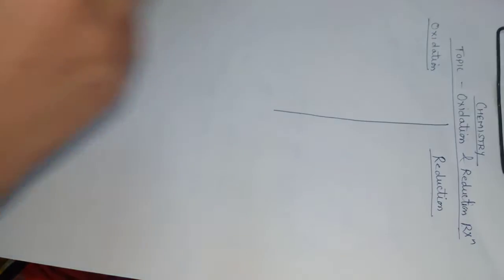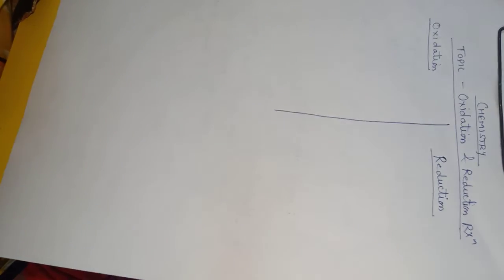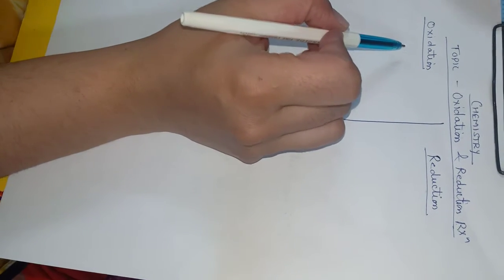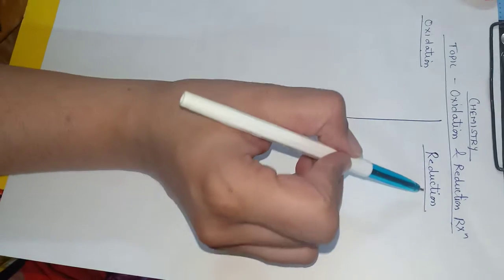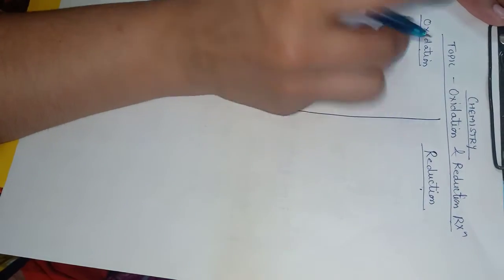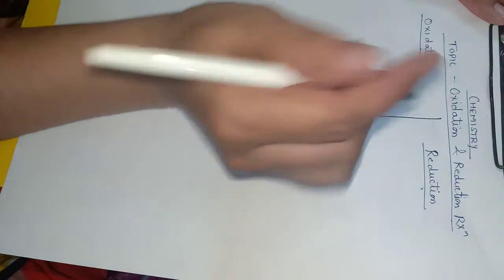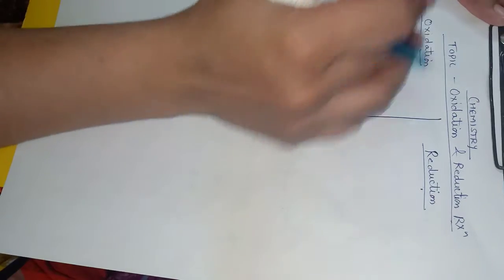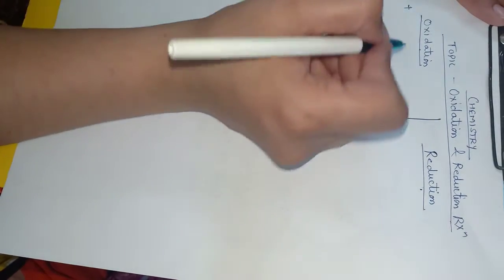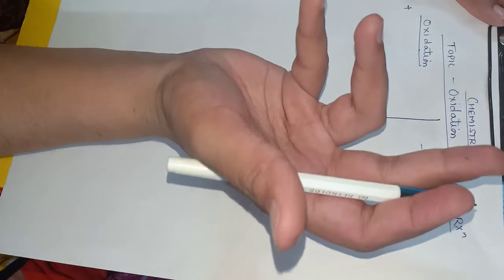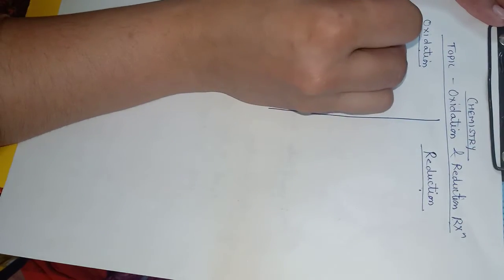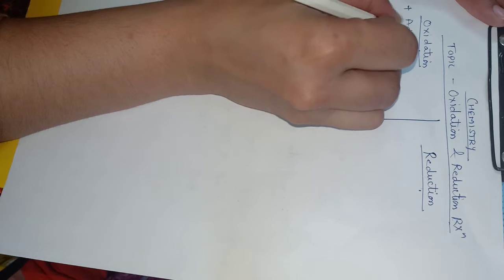Today our topic is oxidation and reduction reaction. Now, firstly we must know about these terms: what is oxidation and what is reduction. Oxidation and reduction are just opposite of each other, and with the help of all these definitions we can easily find out how they differ from each other or how they are opposite of each other. Oxidation means addition of oxygen.